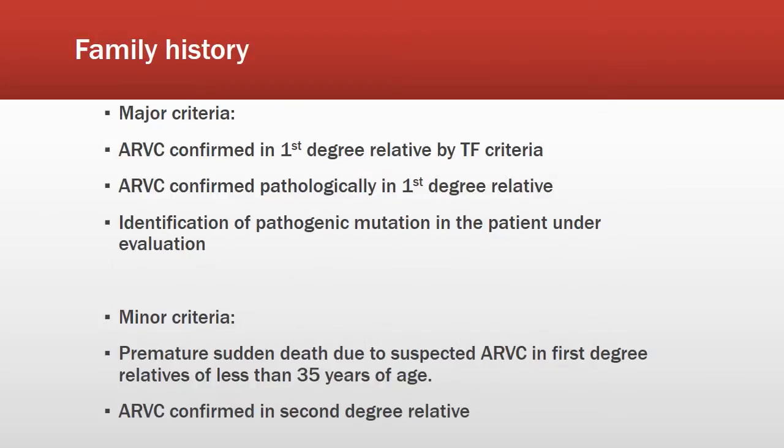So what about the family history? Major criteria: ARVC, if it's confirmed in a first degree relative by satisfying task force criteria, then that's a major criteria. If the ARVC has been confirmed pathologically in a first degree relative, that's a major criteria. And if the patient himself has a pathogenic mutation which can cause ARVC, then that is also placed as a major criteria. Minor criteria are if there's premature sudden death due to suspected ARVC in a first degree relative less than 25 years of age, and if ARVC has been confirmed in a second degree relative.